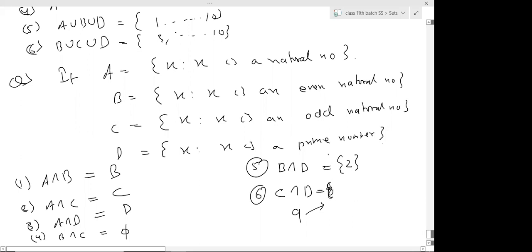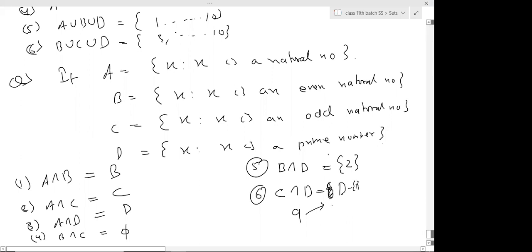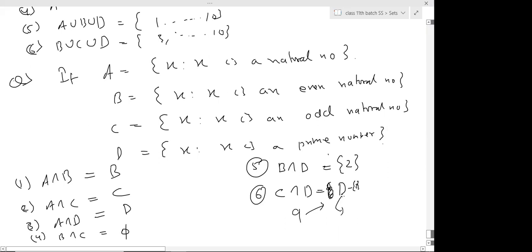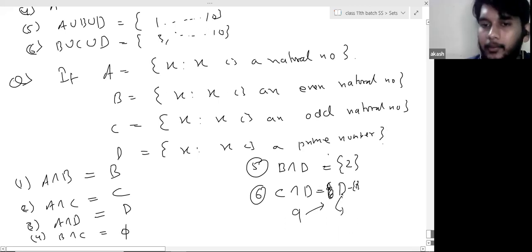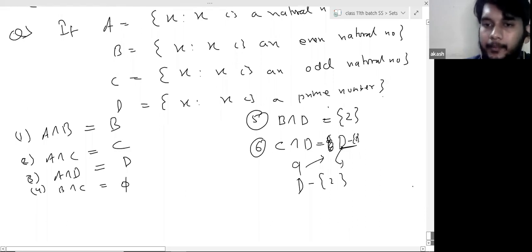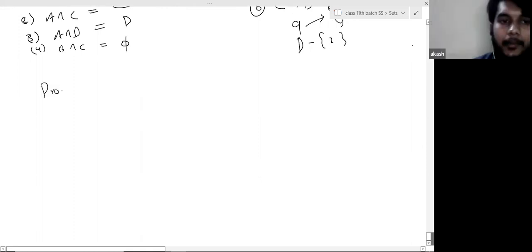Set D without 2. Right. So is there no even number in set D? Is there any even number in set D? Because you said the answer is D minus 2, right? Yes, sir. Only 2 is the even number, no other even number. Absolutely right. So this is clear. This is also clear. All right. Now a few properties of intersection.